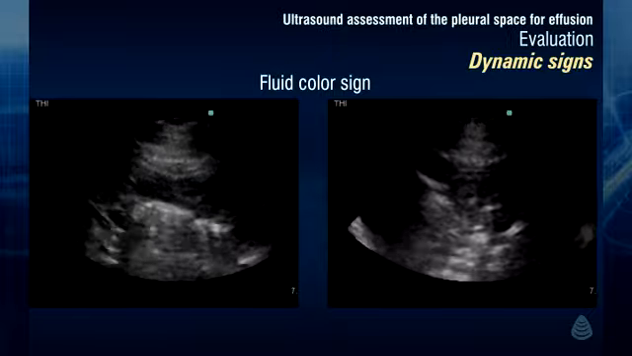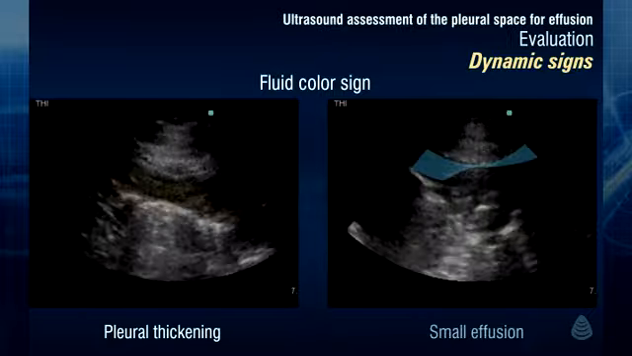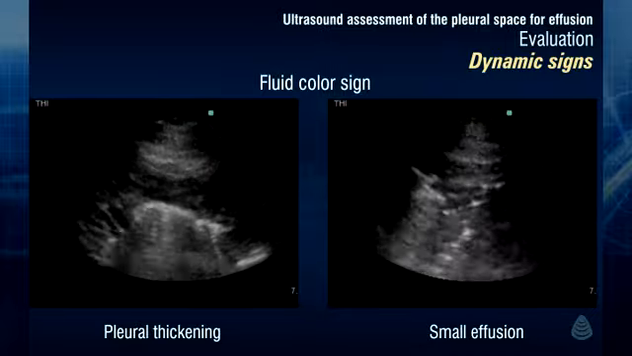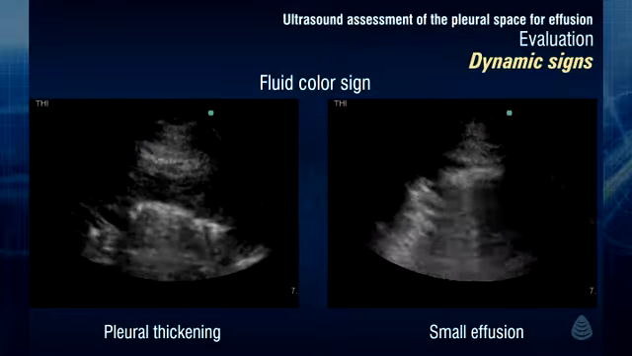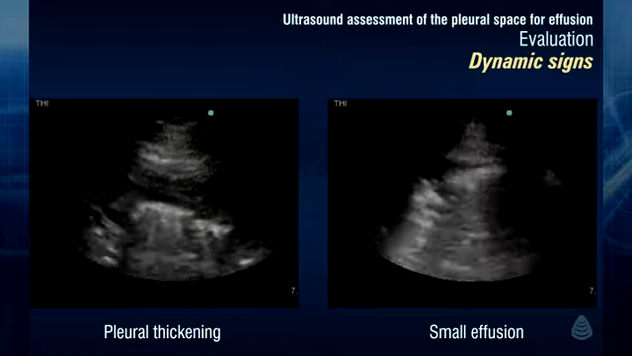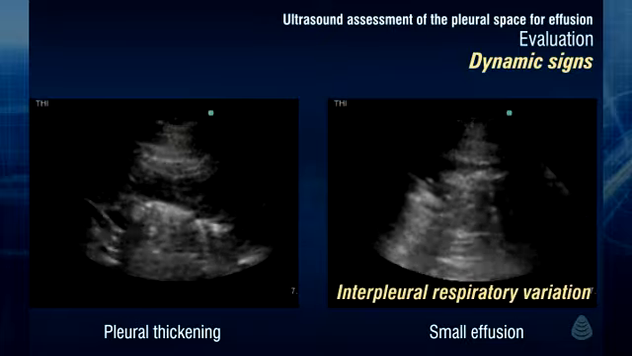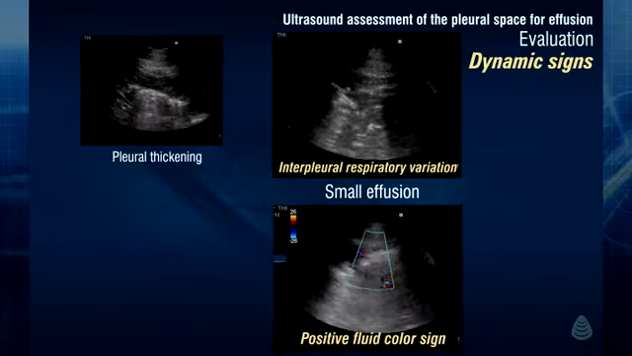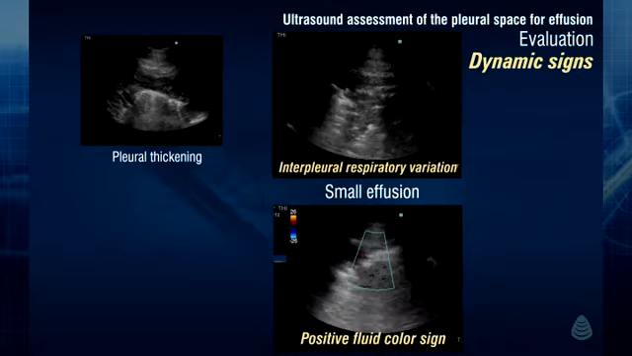The fluid color sign can be useful when trying to differentiate pleural thickening from small pleural effusion, as both conditions may have a similar ultrasonographic appearance on 2D imaging as shown here. The presence of the interpleural respiratory variation and the presence of a positive fluid color sign are consistent with that small hypoechoic area being a small pleural effusion.